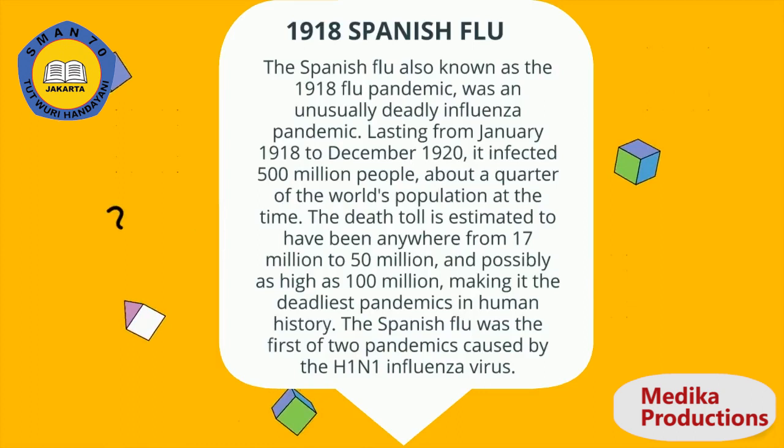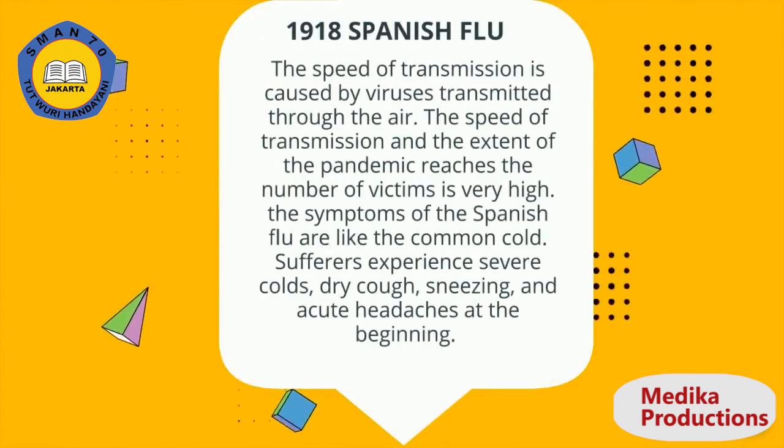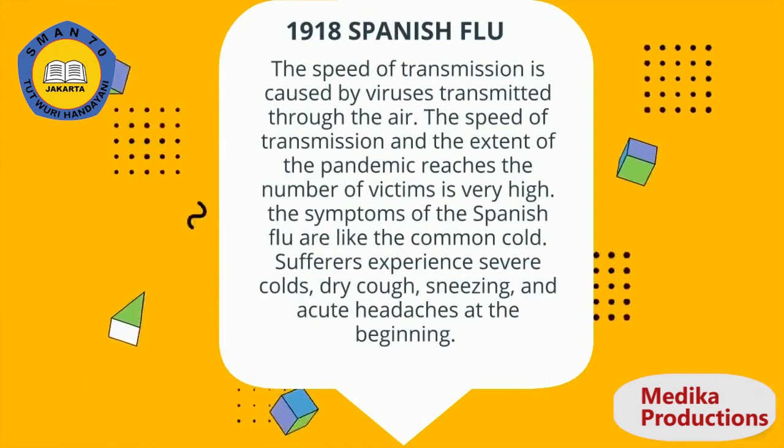The death toll is estimated to have been anywhere from 17 million to 50 million and possibly as high as 100 million, making it the deadliest pandemic in human history. The Spanish flu was the first of two pandemics caused by the H1N1 influenza virus. The speed of transmission is caused by viruses transmitted through the air. The speed of transmission and the extent of the pandemic, reflected in the number of victims, is very high.